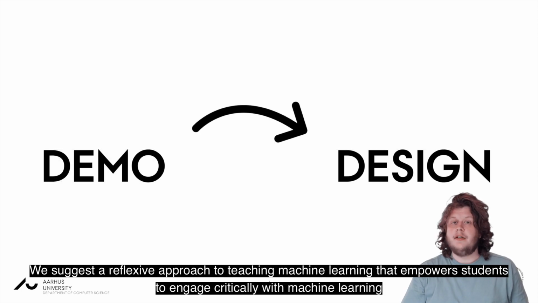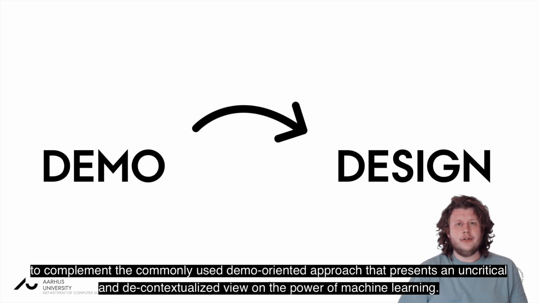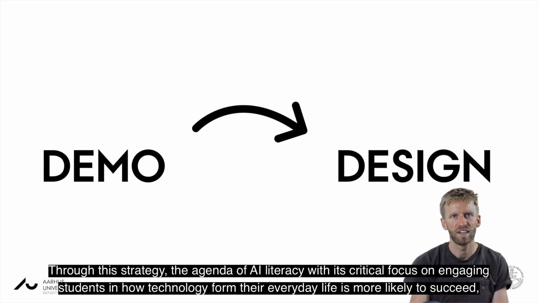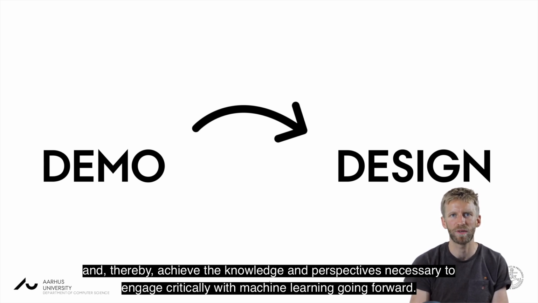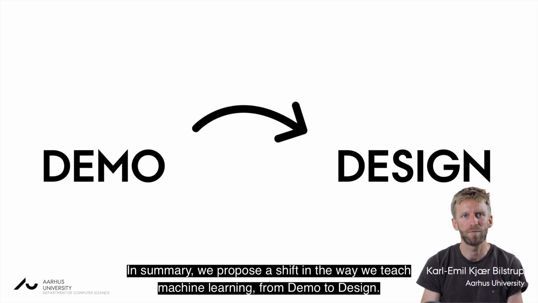We suggest a reflexive approach to teaching machine learning that empowers students to engage critically with it, to complement the commonly used demo approach that presents an uncritical and decontextualized view of the power of machine learning. Through this strategy, the agenda of AI literacy, with its critical focus on engaging students in how technology forms their everyday life, is more likely to succeed, as students participate directly in the design and deliberation of machine learning development, and thereby achieve the knowledge and perspectives necessary to engage critically with machine learning going forward. In summary, we propose a shift in the way we teach machine learning from demo to design.